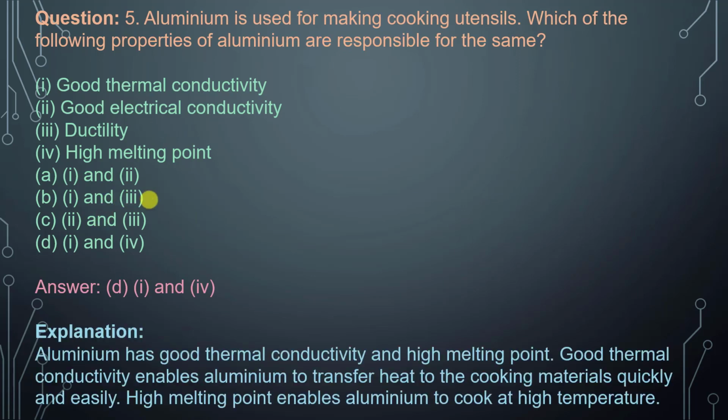Okay, explanation. Aluminium has a good thermal conductivity and a high melting point. Good thermal conductivity enables aluminium to transfer heat to the cooking materials quickly and easily. A high melting point enables aluminium to cook at a high temperature.